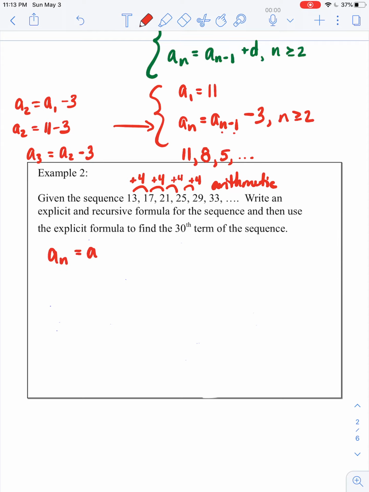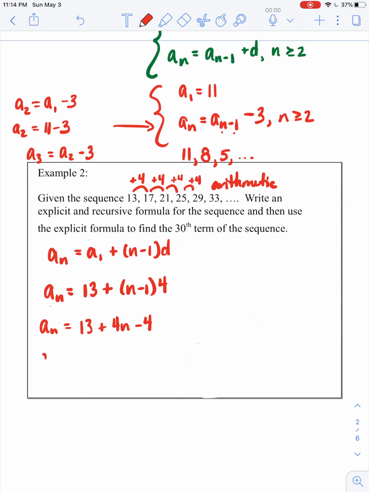So I know then that the nth term is the first term plus n minus 1 times the difference. So the nth term would be the first term 13 plus n minus 1, and the difference here was 4. Now technically that's a formula, but a lot of times we will go ahead and distribute the 4, so we get 4n minus 4. So my nth term would then be 13, forgot to actually subtract the 4 there, 9 plus 4n. So there is a formula for this, and that's the explicit.